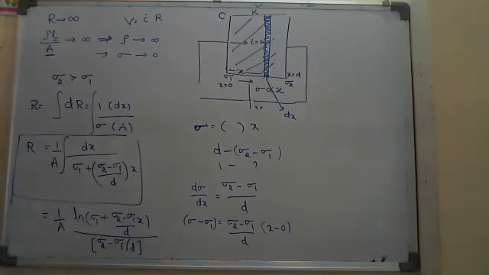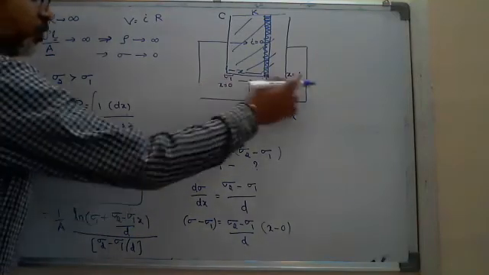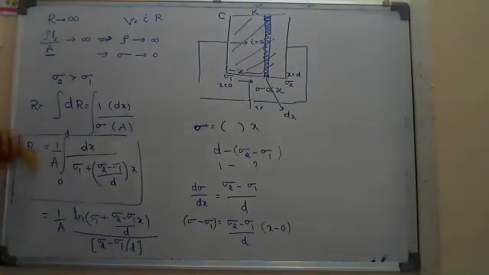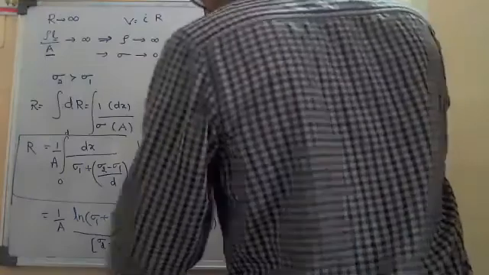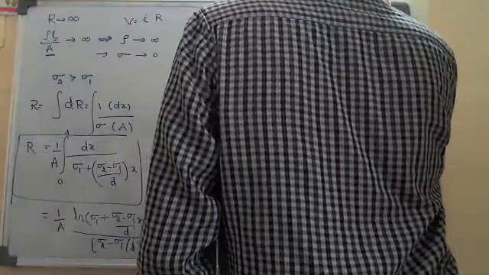And here limits. You are finding out the resistance in the limits of x equals 0 to x equals d. So limits are 0 to d. That's simple. You have to substitute the limits. Then you are getting R equals, here you will get d by d, taken to the numerator, d by A into (sigma 2 minus sigma 1).